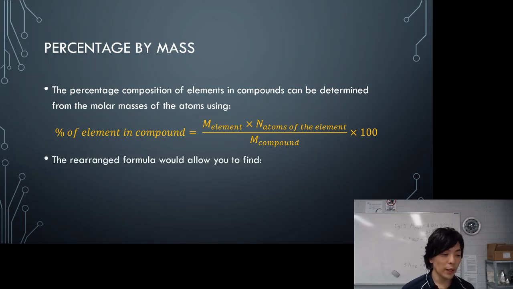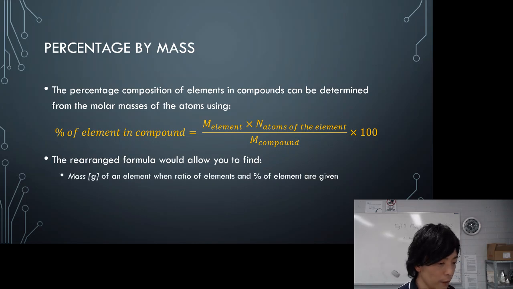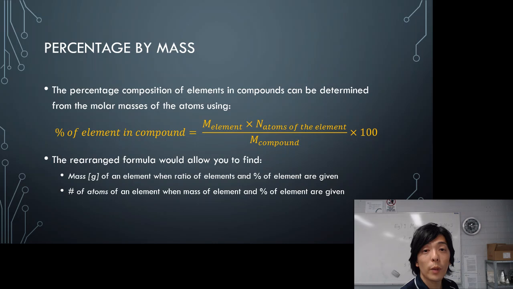The rearranged formula would allow you to find, firstly, the mass in grams of an element when the ratio of elements and also the percentage of elements are given. So you could get a question like that. Find the mass of an element from this ratio of elements and also the percentage of the element in this compound. Or you might be asked to find even a formula of a compound. And also the number of atoms of an element when the mass of the element and percentage of elements are given, vice versa. Make sure you can rearrange this formula and use it with any number.